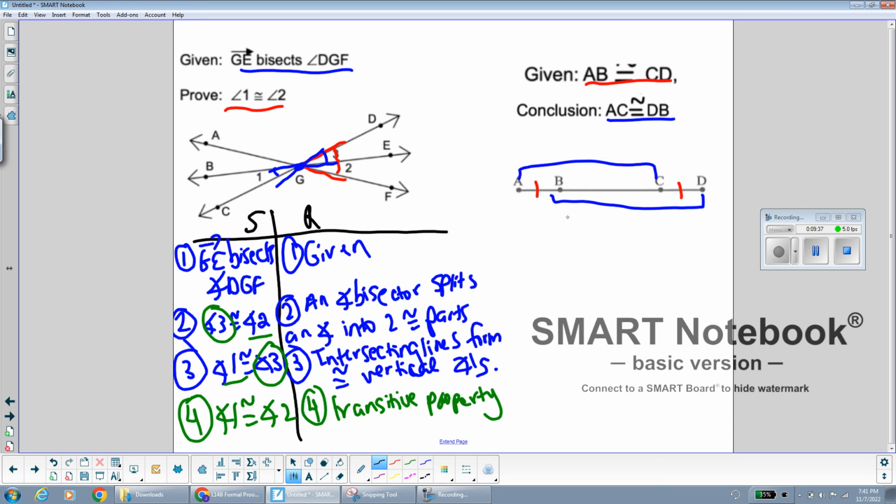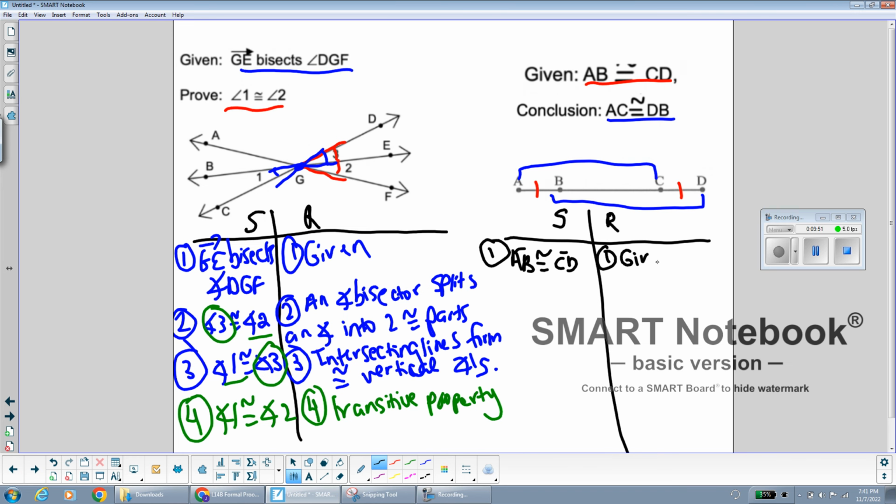So let me get right to my statement reason chart, and we can start writing down what this addition is going to look like. So my only given information here is that AB is congruent to CD. That's given. Those are our two segments in red, so let me just underline them in red. Okay, so now let's think about what we're going to add on to AB to make the whole segment AC. Well, it looks like we're going to add on BC. Let me write that down.